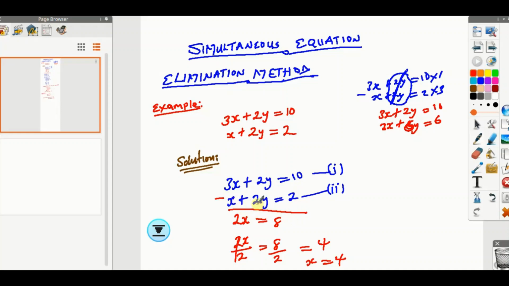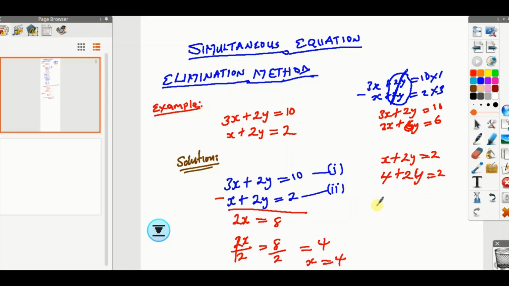But me, I would like to use equation 2. I would like to use equation 2, simpler than equation 1. So from here now, we have x plus 2y equal to 2. Now, we have our x as 4, so x is 4 here, plus 2y. What is the value of y? That's what we are looking for, will be equal to 2.